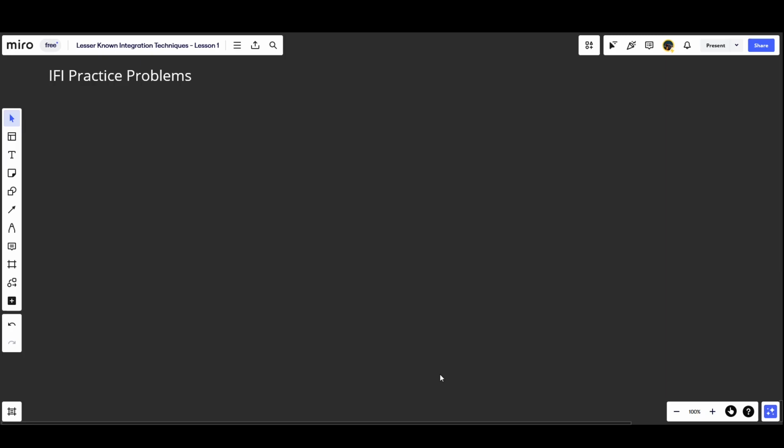I'm going to leave you with some practice problems for you to further hone your inverse function integration skills and to try to train you to recognize where you can use it more in practice. I'll make a video after this one going over these practice problems to show you how I would approach them.